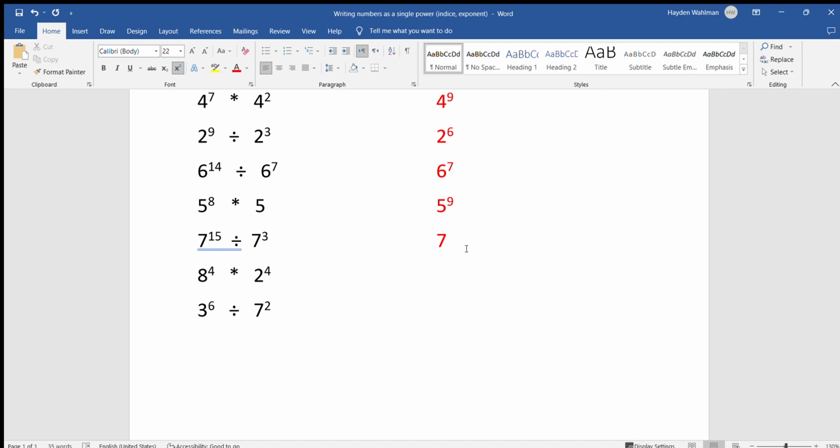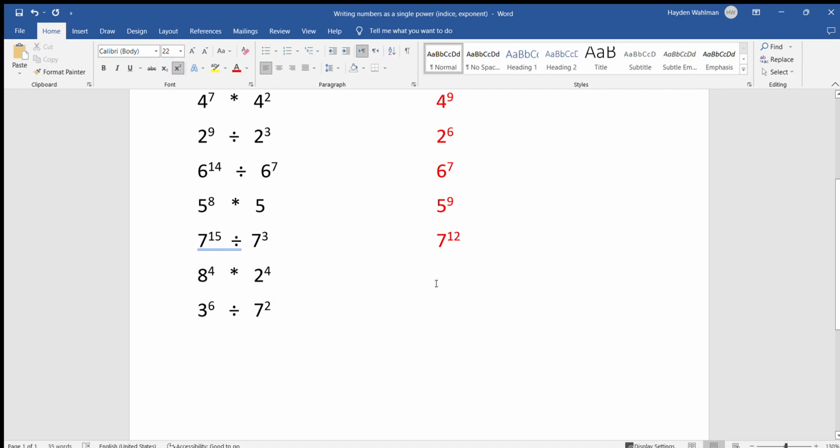So 15 minus 3. See, I'm tricking you guys. I'm making it divisible by each other, thinking some of you are going to put 7 to the power of 5, but no, it's 7 to the power of 12, okay? What about here? Similar base? No. This one is base 8. This one is base 2, so we can't do anything, right?